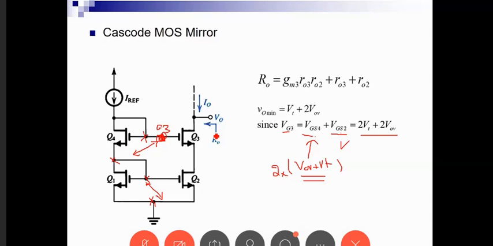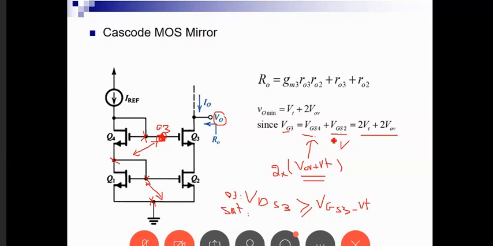Now, if I want to say what is the minimum operating output voltage, I will say for transistor Q3, I have a requirement which is I want VDS3 to be greater than or equal to VGS3 minus VT. This is from the regular saturation condition.